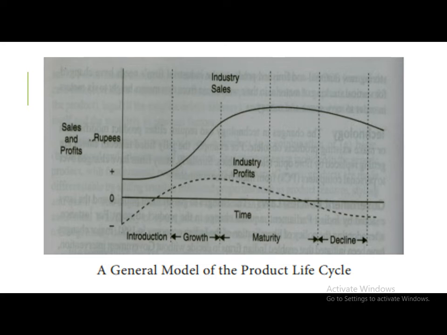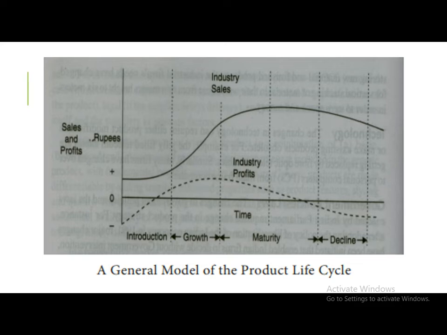So at the introduction stage, the profits are in the negative quadrant. So we are not having any profit, but we are having loss. The companies are having loss. Then slowly, with the growth of the industry sales, the profit goes on increasing. At growth stage and at maturity stage, the profits are reasonably high, and in the decline stage, again the profit starts declining.